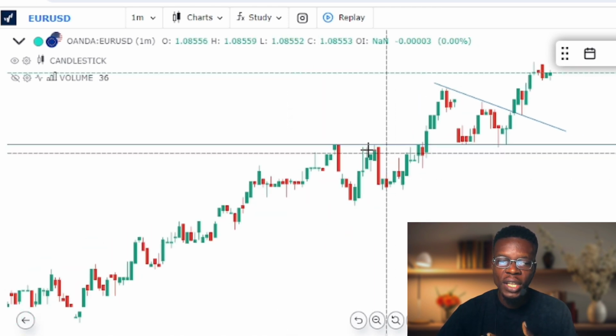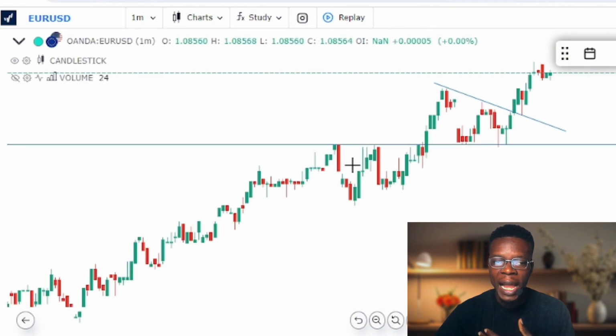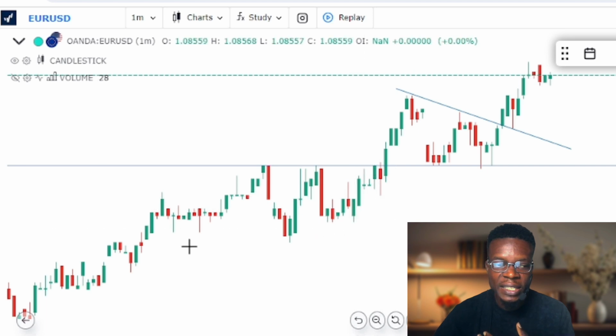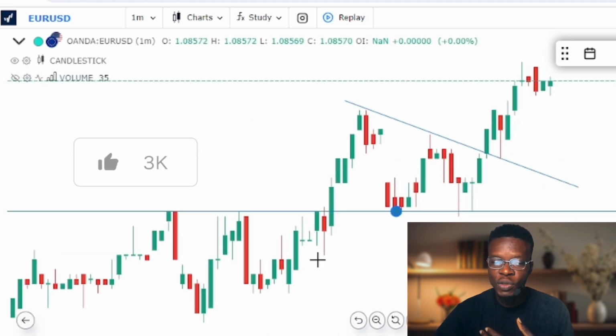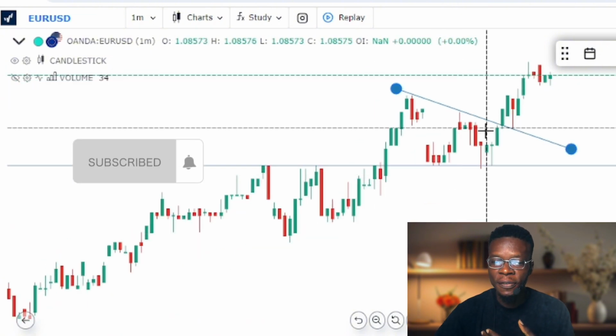So this was a flag formation, you can see over here, and this was also a flag formation, because you can see that this is a stick and this is the flag. You can see on the second setup, this was also the stick and this was also the flag.